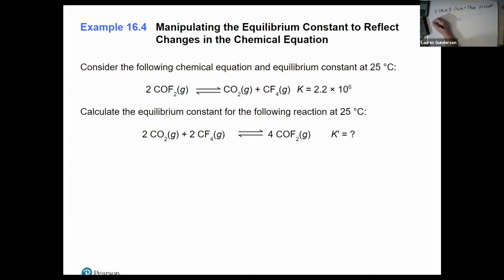Okay, and then my new reaction that I'm looking at is 2 CO2 plus 2 CF4 produces 4 COF2. Okay, and I want to find this K prime value.